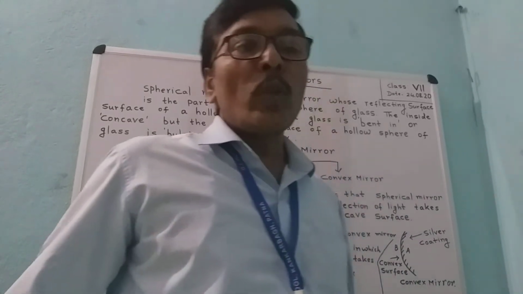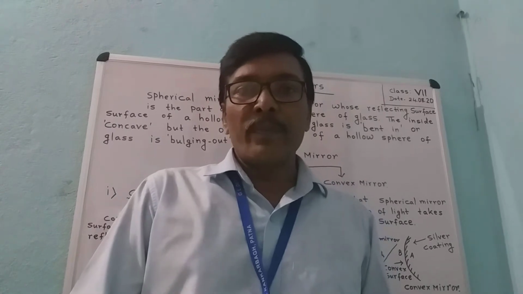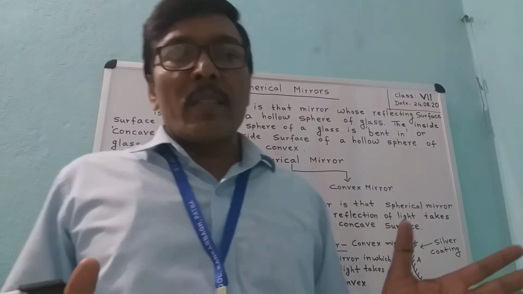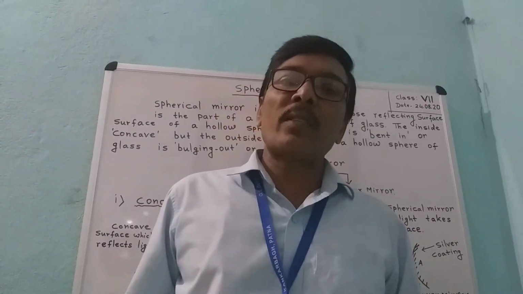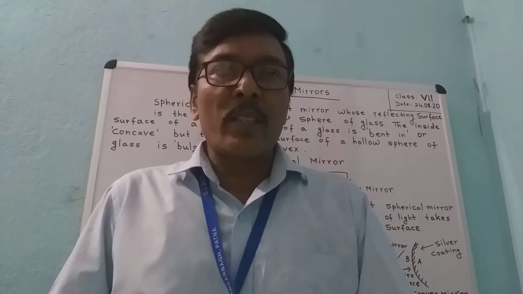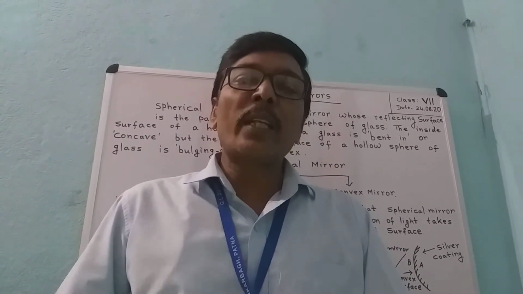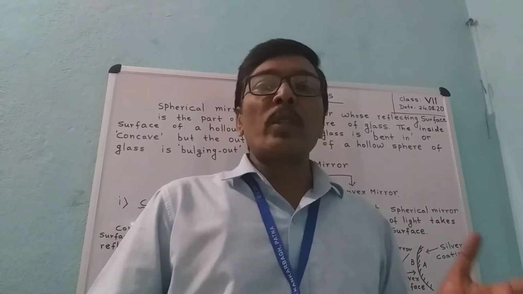Today I am going to teach you about mirrors in the light chapter of class 7. All the mirrors are not straight like the plane mirrors. Some of the mirrors are curved mirrors. The common example of a curved mirror is a spherical mirror. So today I am going to explain about the spherical mirror.